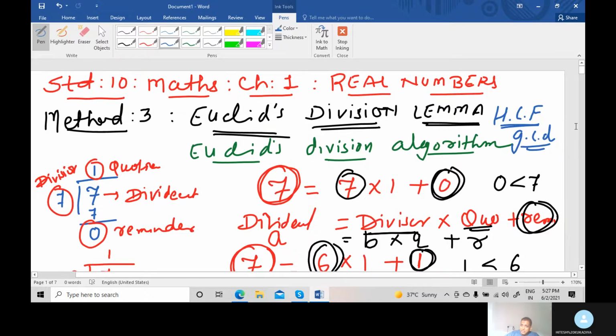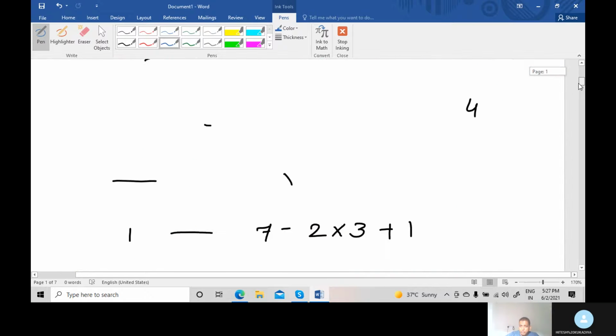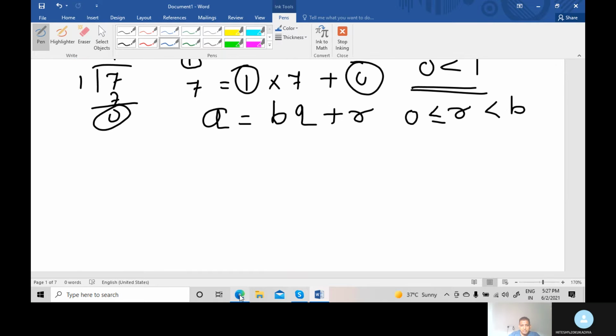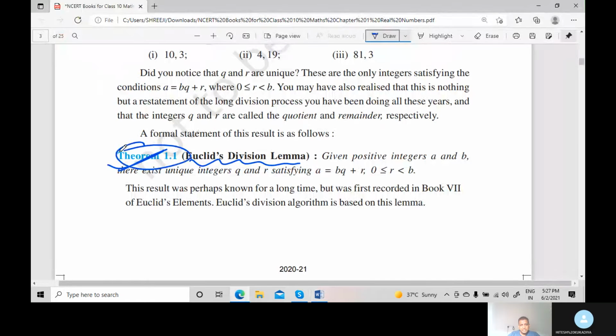Is that clear? Okay. Now look at your textbook here. We explain the next statement. Look at this one. Theorem 1.1, Euclid's division lemma. Given positive integers a and b, there exists a unique integer q.